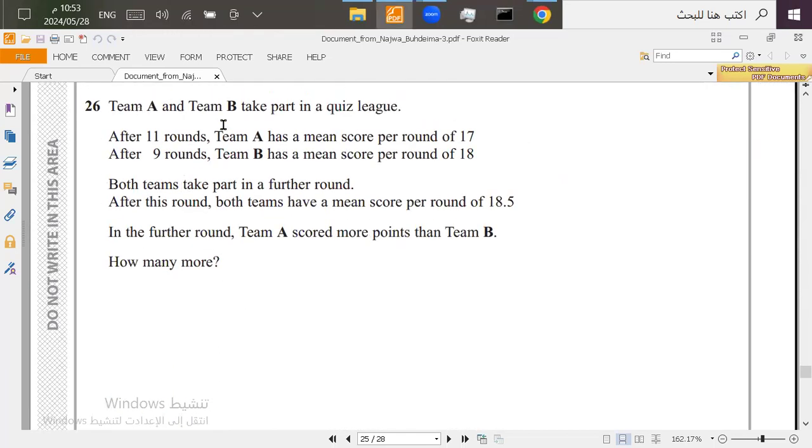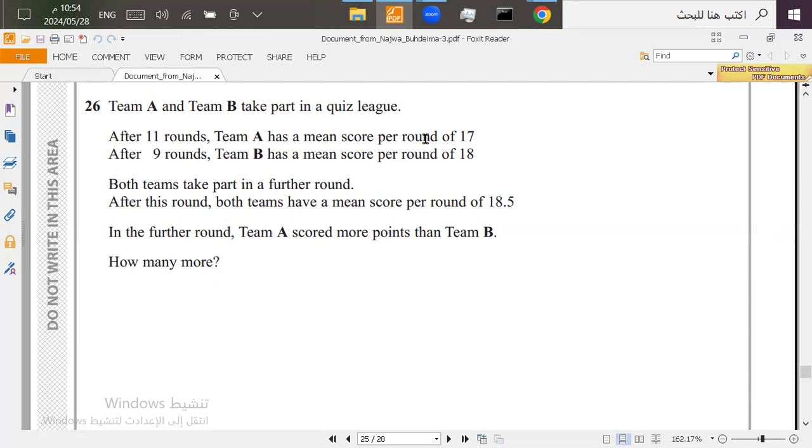26. Team A and Team B take part in a quiz league. After 11 rounds, Team A has a mean score per round of 17. After 9 rounds, Team B has a mean score per round of 18. Both teams take part in a further round. After this round, both teams have a mean score per round of 18.5. In the further round, Team A scored more points than Team B. How many more?